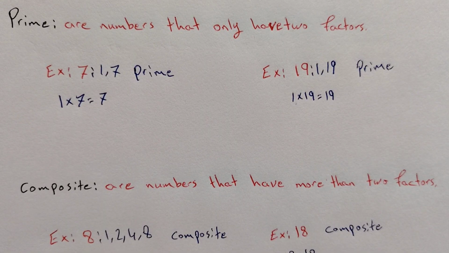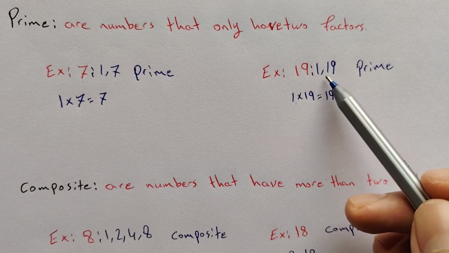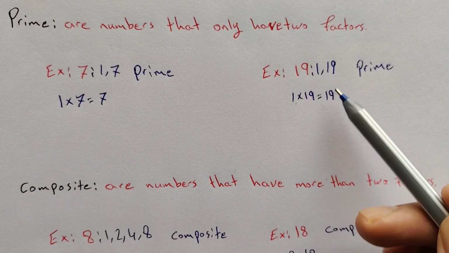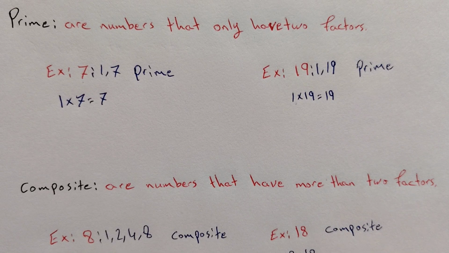This is the only difference between prime and composite. For prime, we have only 2 factors, which are always 1 and the number itself that we can multiply to get the same number as a product. But for composite, we have more than 2 factors.